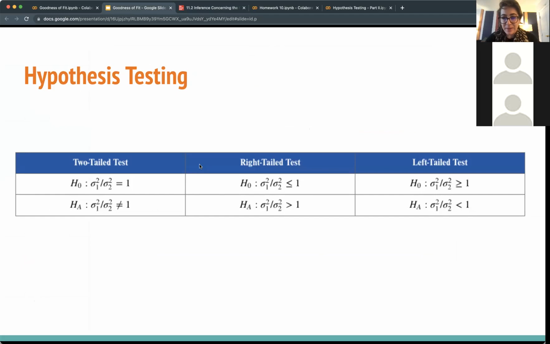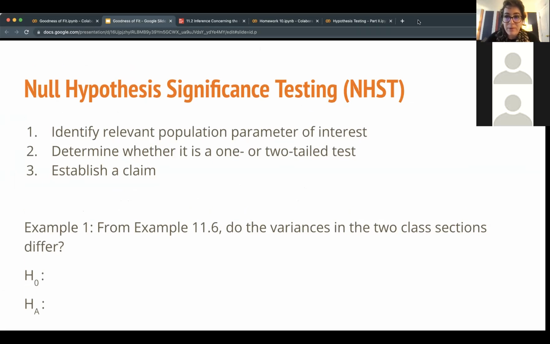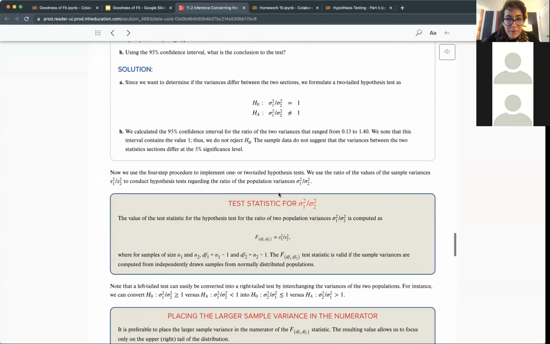I'm just lingering on this mostly to refresh how this relates to what we've been doing previously, where depending on the question, are we trying to say these two variances are similar to each other, or is one greater than the other, or is one less than the other? That's how you would use the right-tailed or the left-tailed test. So really, these questions all relate to comparing variances between two different groups. From the example we were just trying to talk through, if we were trying to say, do the variances between the two class sections, let me get the question itself, just so we have a little bit more context, from 11.6.